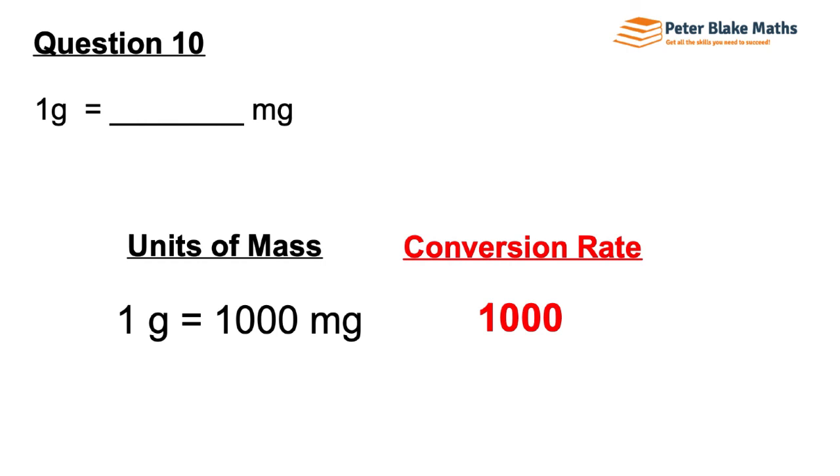Because we're breaking the larger unit up into smaller units, there'll be more of them. We're expecting a larger number of them when we break things up into smaller pieces. And so we'll multiply by 1,000. 1 times 1,000 is just 1,000 milligrams in this case.